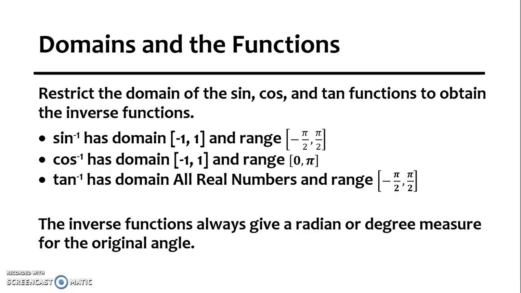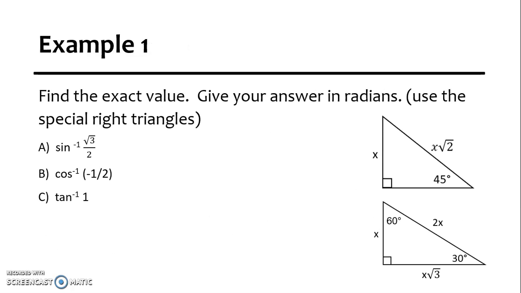So remember, we're always getting a radian or degree measure for the original angle. So we need to be careful about this. Let's take a look at an example, and hopefully that'll make things a little more clear. In example 1, they want us to find the exact values for each expression, and we have to give our answers in radians, and they want us to use special right triangles to do this.